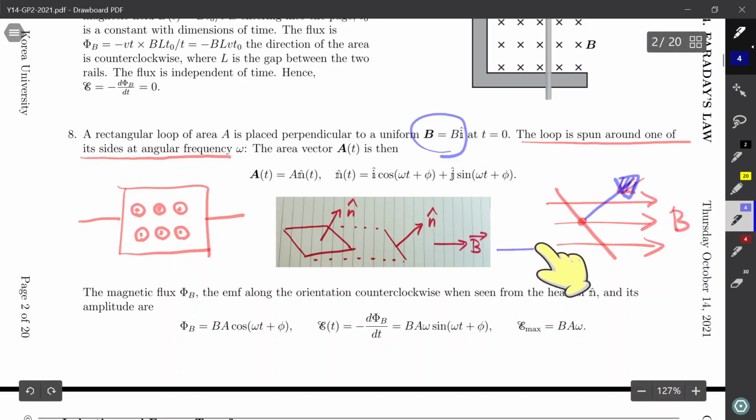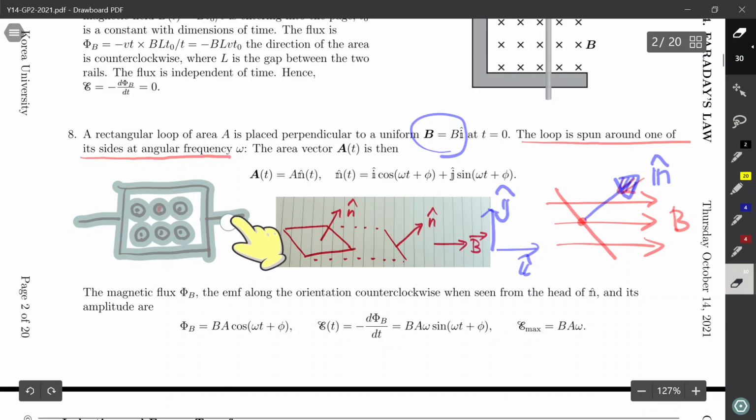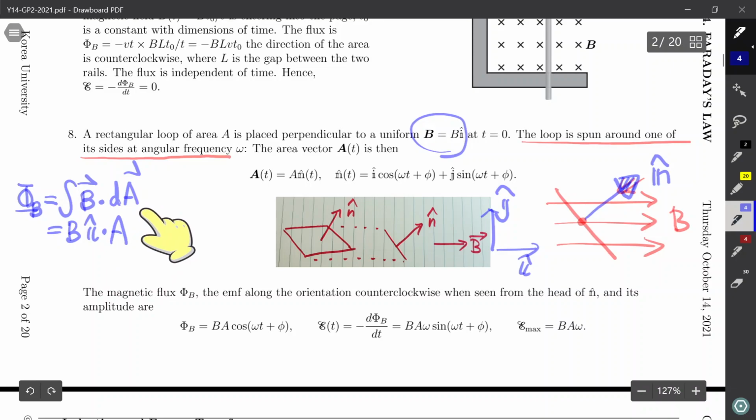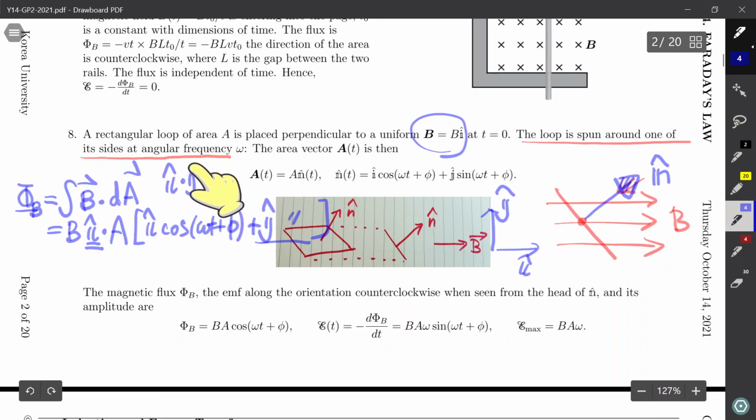And the magnetic field is along the x-axis. We have a y-axis. We have the n direction. This is n. So the magnetic flux phi_B is B dot dA, and B equals B i. The area is a fixed area, and I cosine(omega t plus phi) plus j something. But this j component does not contribute because i dot j equals 0 and i dot i equals 1.